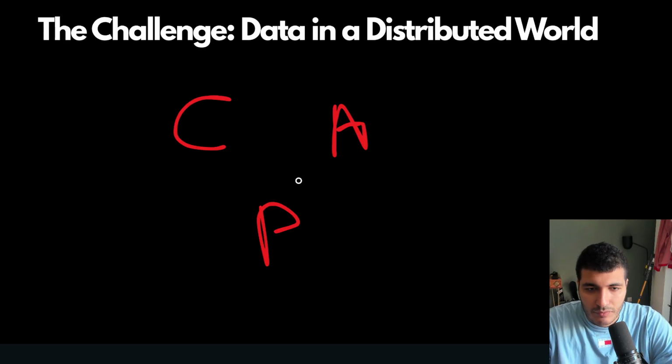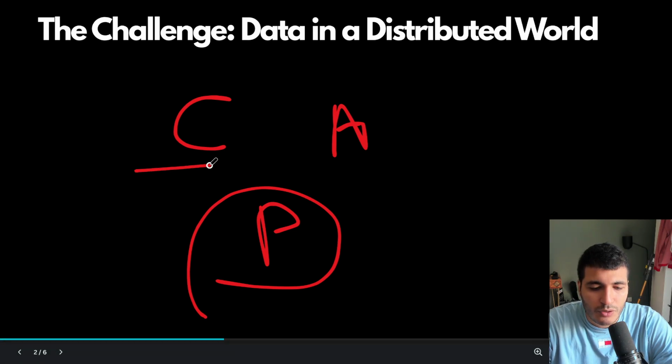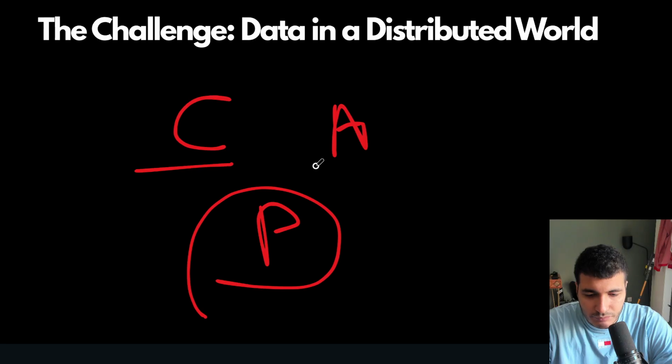So again, this theorem states that a distributed system can only provide two of these three guarantees: consistency, availability, and partition tolerance. And since partition tolerance, or network failures or failures in communication between parts of your system, are inevitable in a real world distributed system, you cannot afford to give that up. You effectively have to choose between consistency and availability. This choice defines your data model.